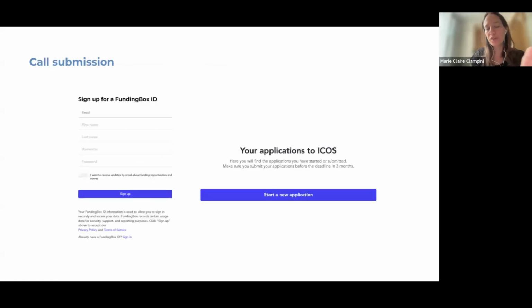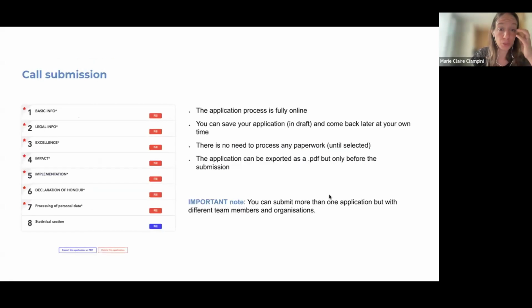Now I'm going to go on more of the administrative side of things. So if you haven't yet created your application, you need to sign in for an account with Funding Box, which is the platform where the application form is hosted. So you basically sign up for an account, then you just start a new application. It's a very straightforward process.